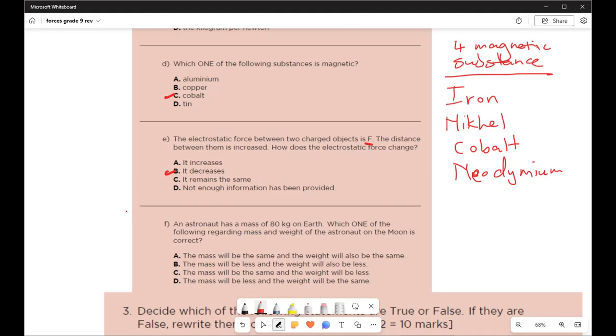Perfect. Now let's look at the next question. An astronaut has a mass of 80 kg on Earth. Which one of the following regarding mass and weight of the astronaut on the moon is correct? Remember, let's differentiate mass and weight. Mass is the quantity or the amount of matter in an object. So me being Clinton, I have the same amount of matter when I'm on Earth and when I'm on the moon. But I'm going to experience different gravitational force on the moon and on the Earth. On the Earth, I'm going to experience a stronger gravitational force than when I'm on the moon.